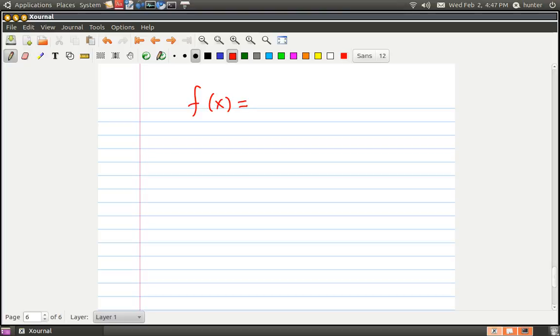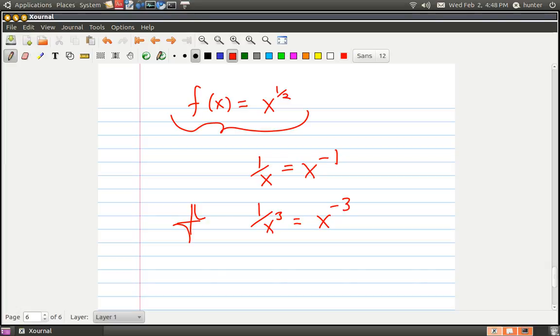So what about a function like f of x equals x to the 1/2? We're looking at functions that are like x to the something. We looked at even numbers, and we looked at odd numbers. And since 1 over x is x to the -1, we even looked at negative numbers, right? We looked at x cubed. You should remember it looks like this. And so this is x to the -3.